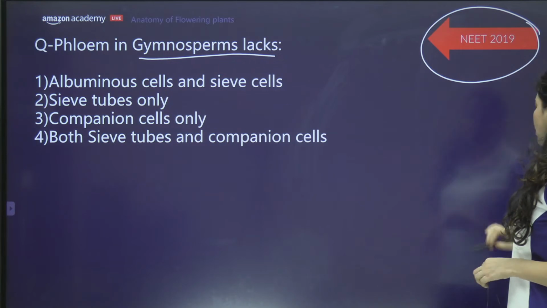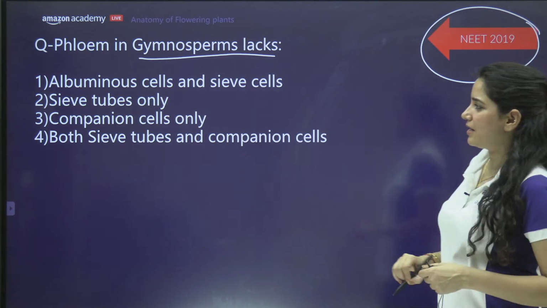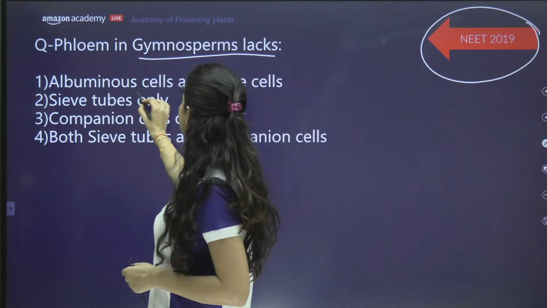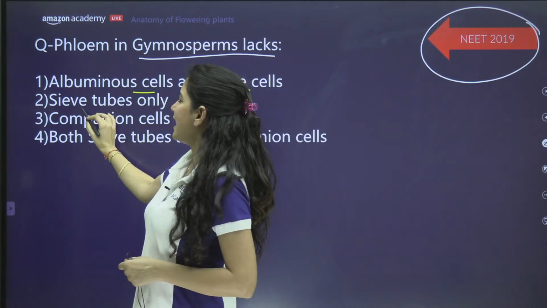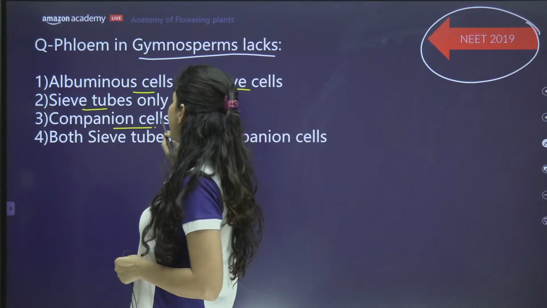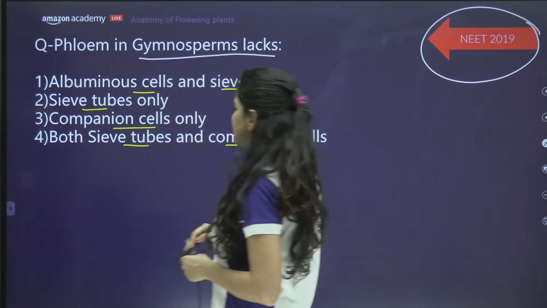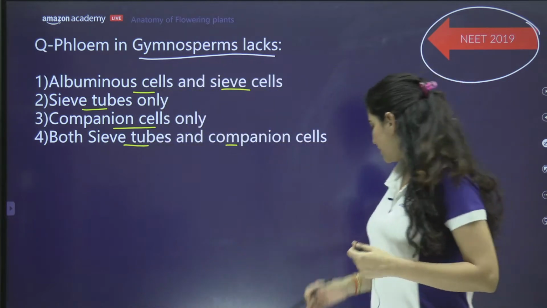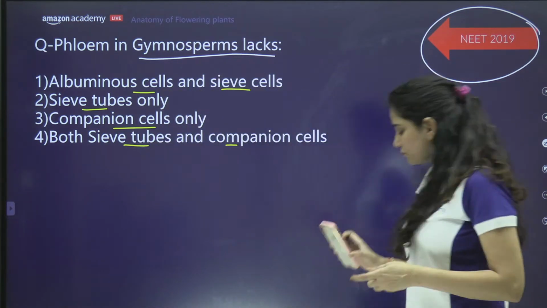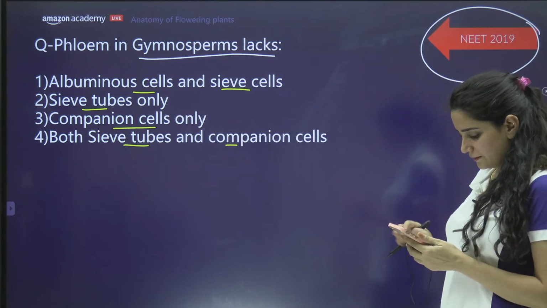जिम्नोस्पर्म में जो फ्लोएम है वो क्या लैक करेगा? Will it lack albuminous cells and sieve cells? Will it lack sieve tube only? Will it lack companion cells, both sieve tube and companion cells? What do you think? What do you think is the right answer? Tell me. आपको क्या सही लगता है?